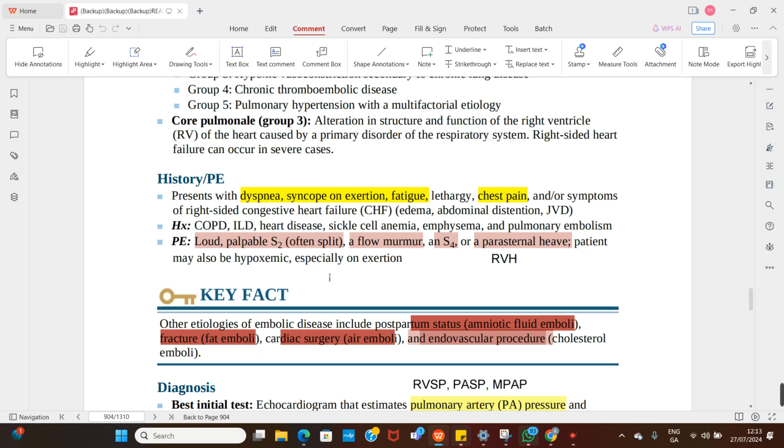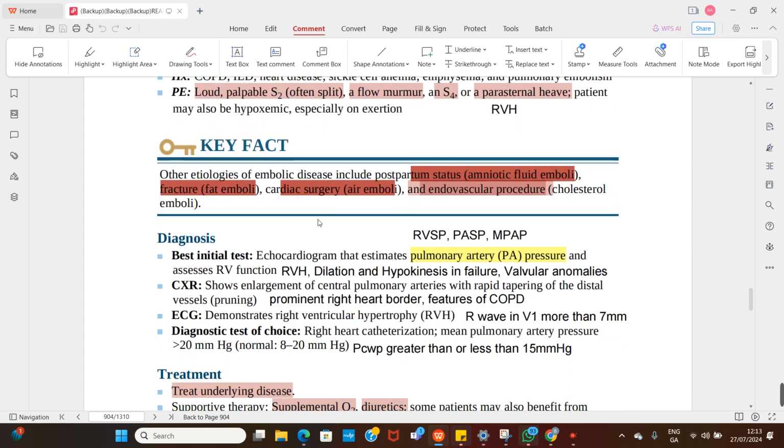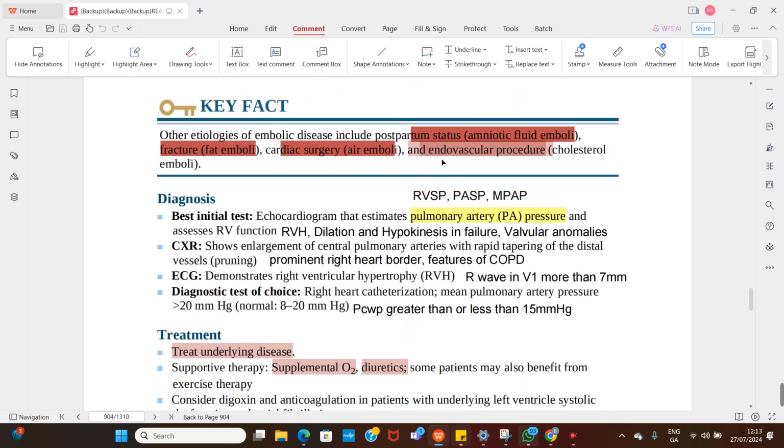So I know these are things we can figure out in the exam. Don't forget the symptomatology: tired, fatigue, distal exertion, syncope, lethargy, chest pain, and the likes. So what are the other things that can cause embolic disease? Just key fat. People that just delivered can have amniotic fluid embolism. We know how they are going to present. We have done the O&G.